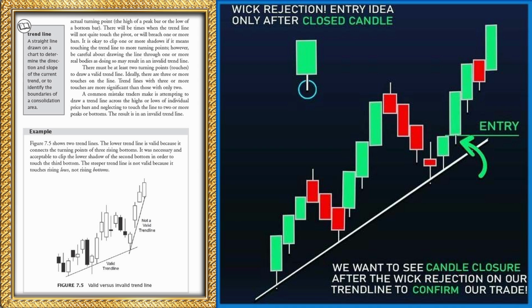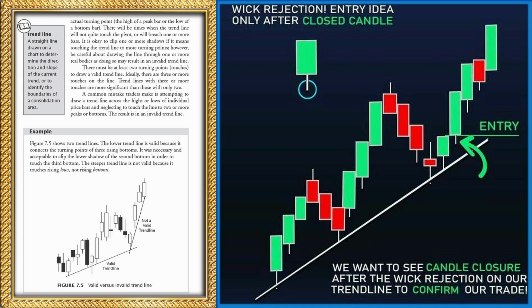There will be times when the trend line will not quite touch the pivot, or will breach one or more bars. It is okay to clip one or more shadows if it means touching the trend line to more turning points. However, be careful about drawing the line through one or more real bodies, as doing so may result in an invalid trend line. There must be at least 2 turning points, touches, to draw a valid trend line.